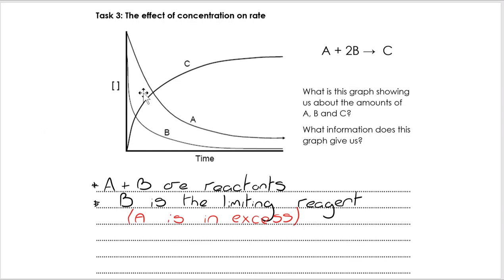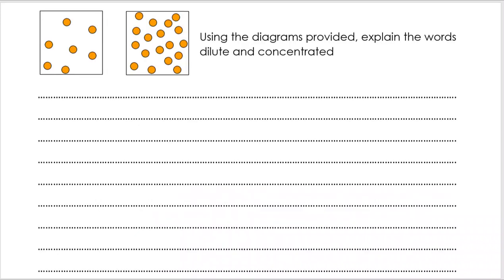You can also see, and it could be interesting to point out, that the B decreases much more sharply at the beginning than A does. And when you see that A is reacting with 2B, that does make sense that the B is getting used up more quickly. Okay, we're going to move on to another activity here to get us thinking about correct keywords, explaining what we mean when we talk about things being dilute or concentrated.